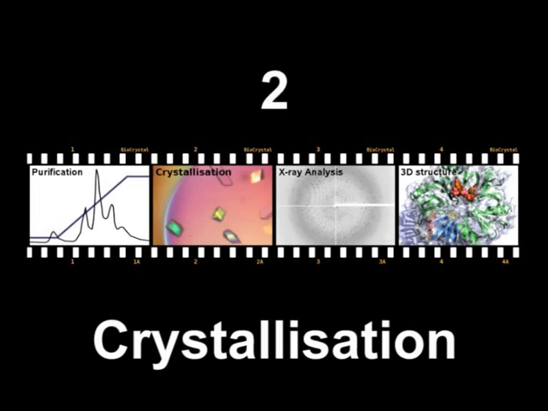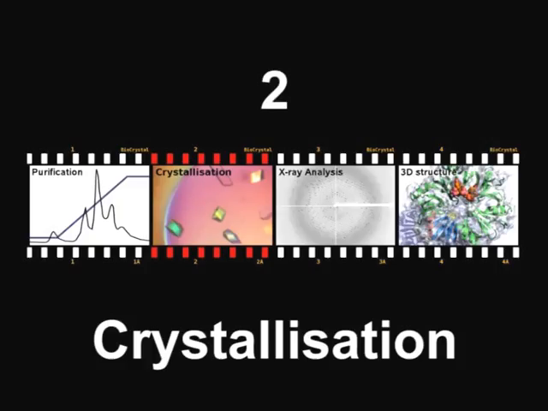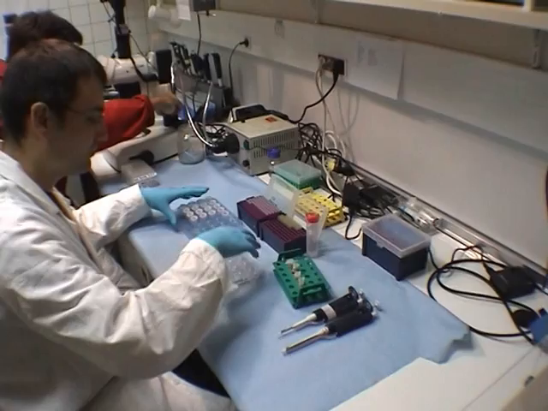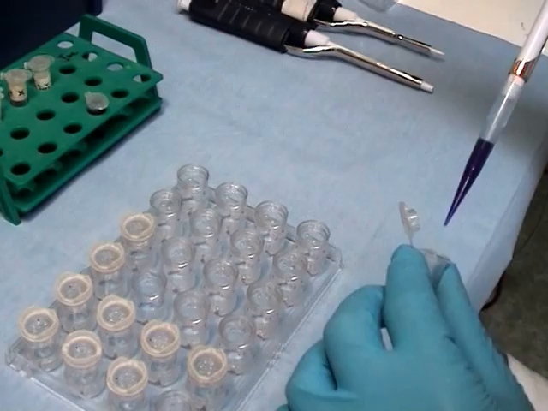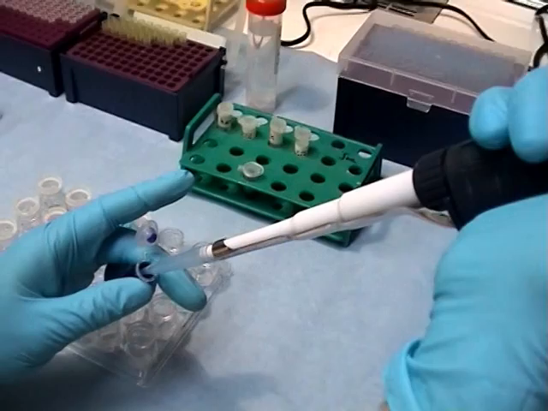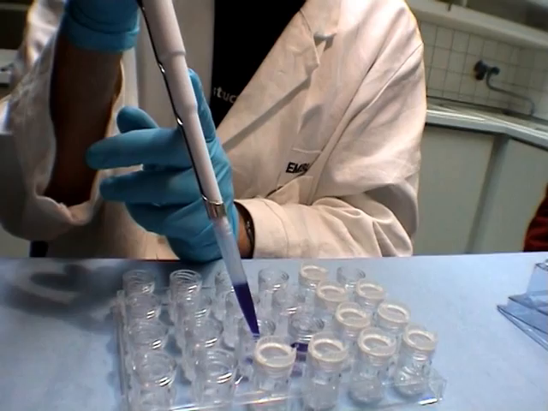The crystallization of the molecule of interest is an important and delicate step. It consists of preparing crystals within which the molecules are stacked in a very regular way. To do this, a crystallizing agent is added to the purified molecule to make it unstable and thus provoke its crystallization. A concentrated solution of crystallizing agent, shown here in blue, is placed at the bottoms of the wells in a crystallization plate.